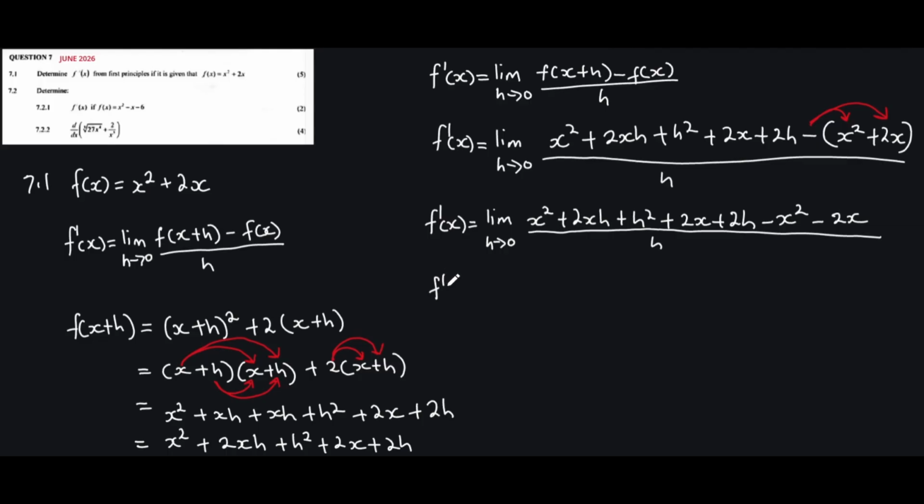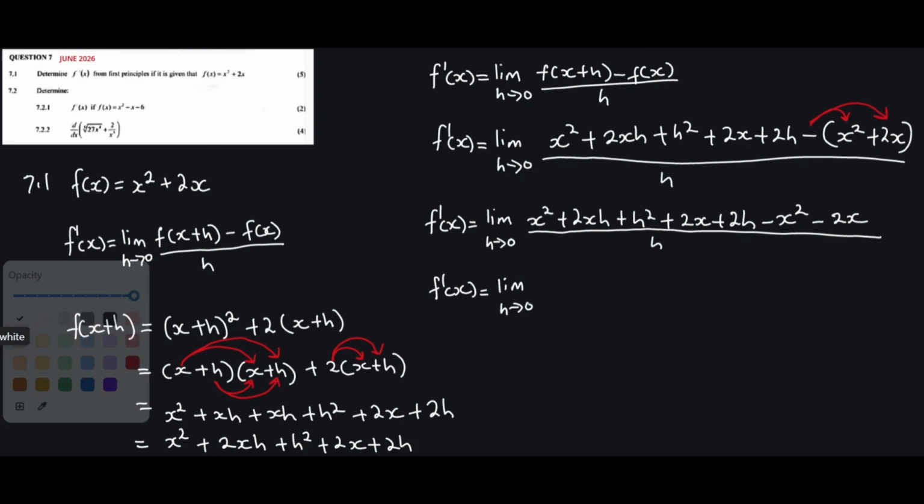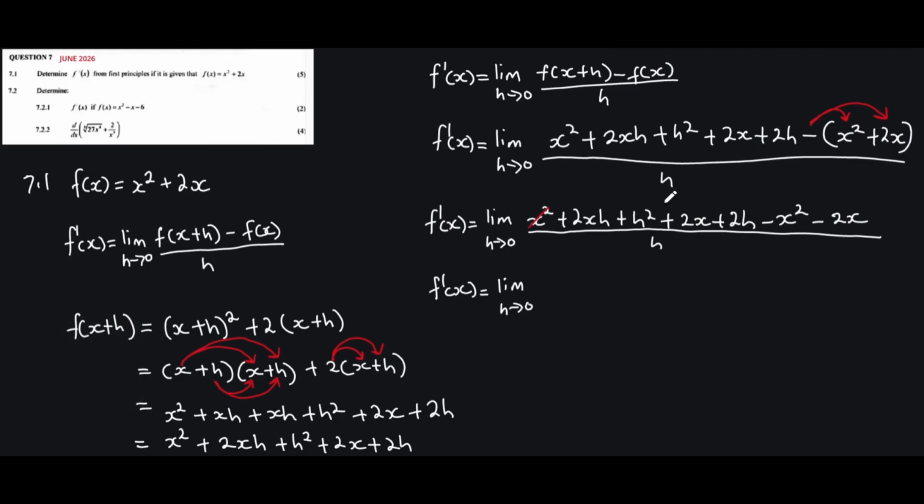Then let's just go and add and subtract like terms from the numerator, guys. So if you can see, we have x squared minus x squared, so that's 0. We have 2x minus 2x, which is 0. So you'll be left with 2xh plus h squared plus 2h on the numerator, and then all these will be divided by h. So if you can see, our aim is to get rid of h in the denominator. So how can we do that?